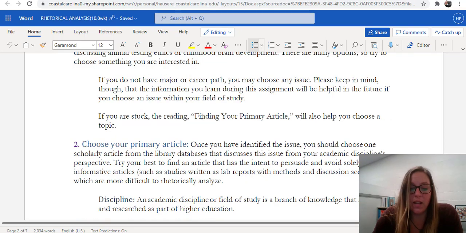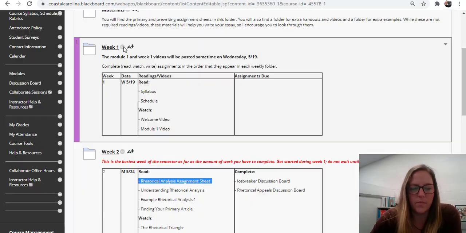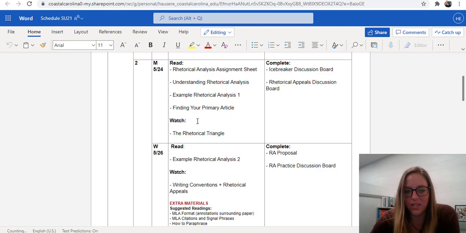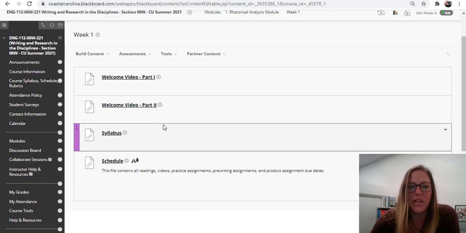I have an assigned reading for you guys called Finding Your Primary Article. This reading also includes a way to brainstorm for an issue. So if you're stuck, feel free to start there and read that. Next, you're going to choose your primary article, and you must read Finding Your Primary Article beforehand. All of those assignments are listed on your schedule, which is an assigned reading for week 1. And also all of these things are listed in the order that you should complete them in each week. The reading is for week 2.